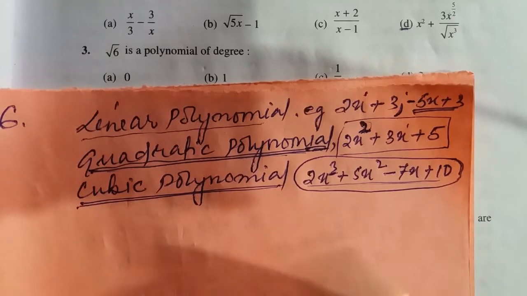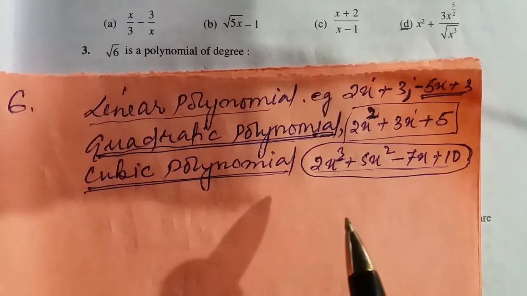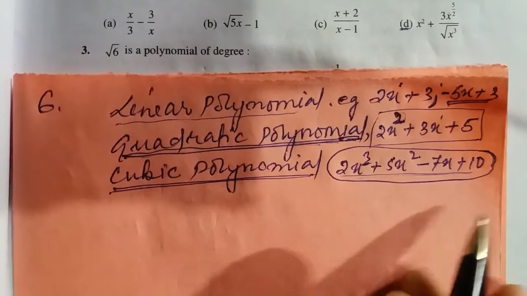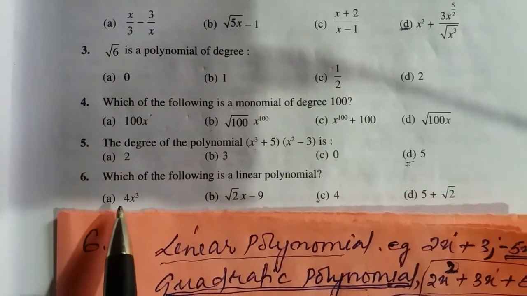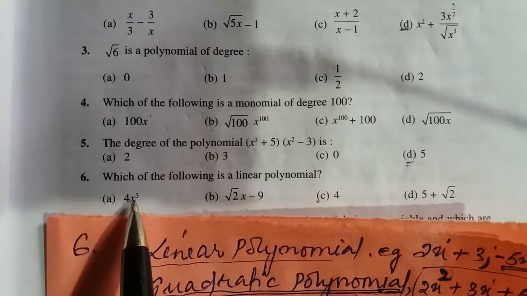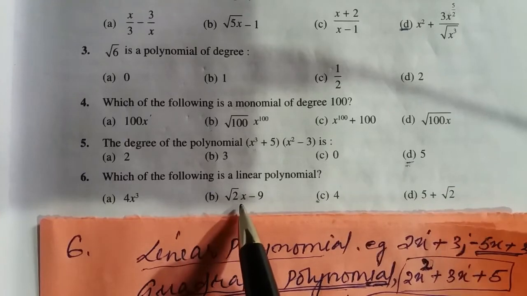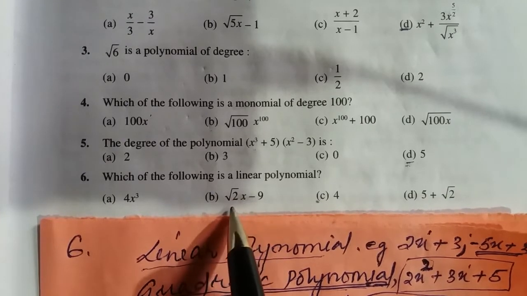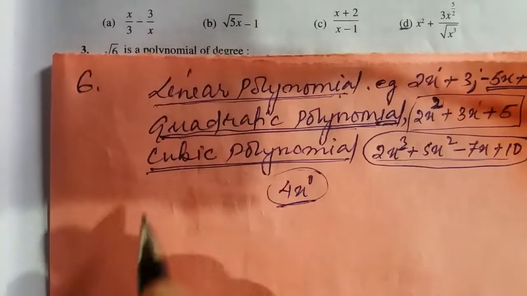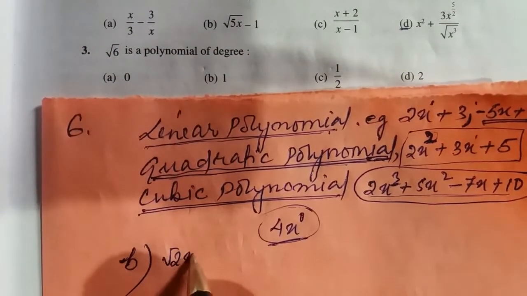And we have the biquadratic polynomial. In a biquadratic polynomial, the degree of the polynomial must be 4. Now let's see question number 6. Which of the following is a linear polynomial? Let's see the first one. Here the highest power is 3, so this is a cubic polynomial, not a linear polynomial. Now here the power of x is 1, so this is a linear polynomial. The degree is 1 here. So the correct answer is B, which is root 2x minus 9.